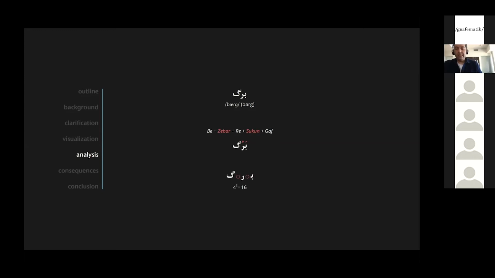Here in this example, there are only two places to put vowels, after B and after Re. Referring to the three short vowels that I mentioned earlier, we potentially use either of those phonemes or choose not to use any vowel after each consonant. In total, we have four possibilities. 4 to the power of 2 possible formations in the "barg" example, for a total of 16.